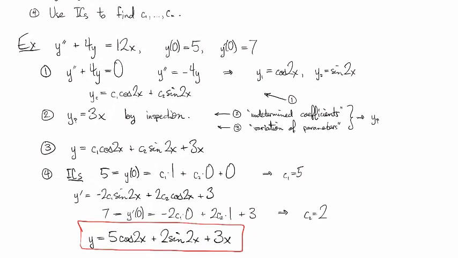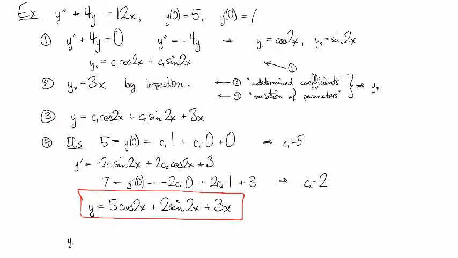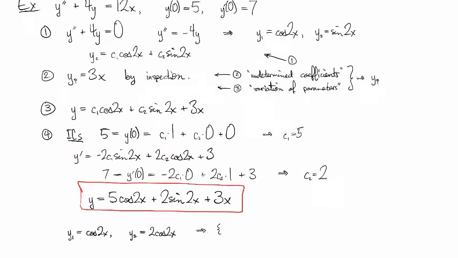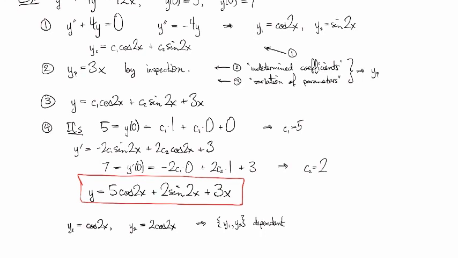See where all this fuss comes in about why we need to have linearly independent solutions. Suppose that I had chosen y1 to be cosine 2x and y2 to be something that would make a dependent set. So let's say 2 cosine 2x, so that the set of y1 and y2 is dependent. Now, with just two functions, the only way for this to be a dependent set is for one to be a scalar multiple of the other, so it looks a little bit dorky. But let's take a look at what would have happened.